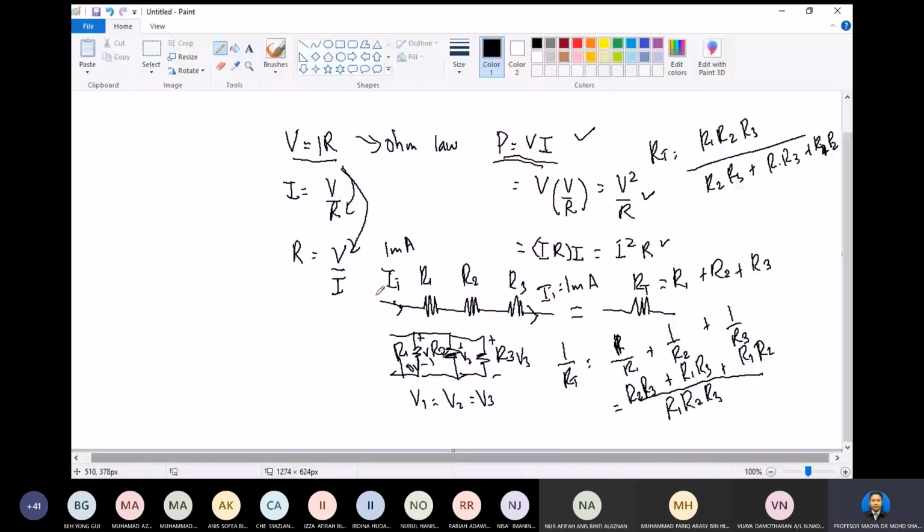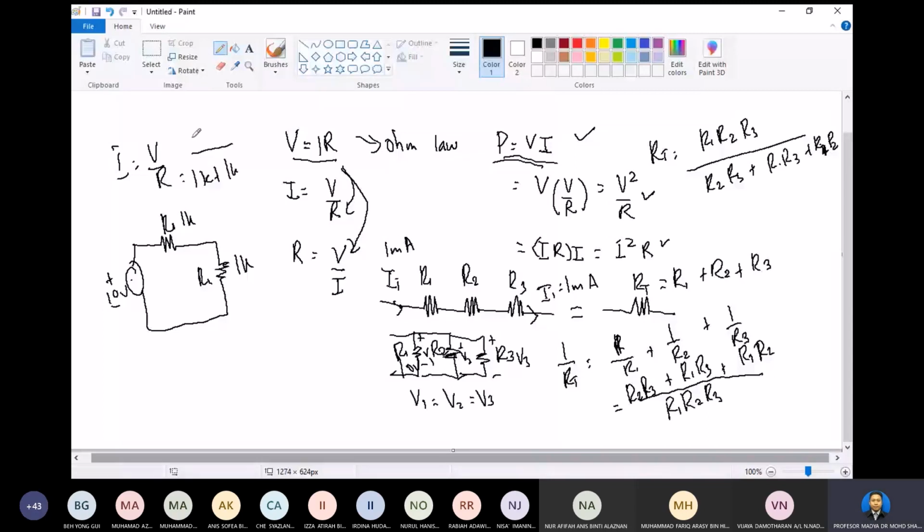For current in series, for example, we have the electrical circuit here. This is 10 volt, this is R1, 1K, and this is R2, 1K. To get the current, first you use the formula V equals I times R, where R is the R total. R in series is just 1K plus 1K, and the voltage is 10 volt. That is how to calculate the current. The current here and current here will be the same.